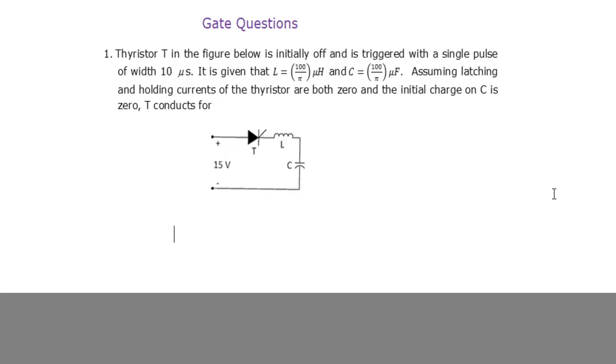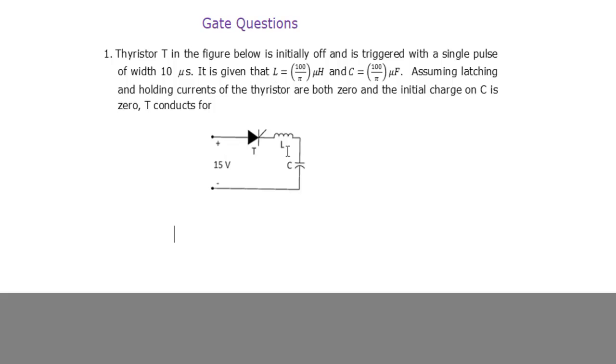This question is given in one of the GATE exams like this. Thyristor T in the figure is initially off, and is triggered with a single pulse of width 10 microseconds. That means this is triggered with the help of a gate pulse. No need to worry about the pulse width.